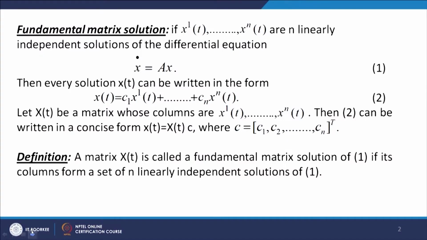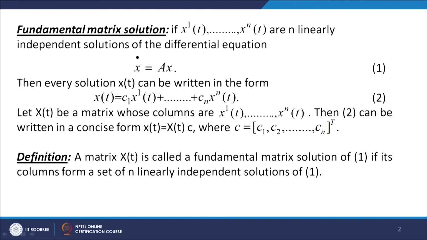So, suppose x1(t), x2(t) and so on xn(t) are n linearly independent solutions of the vector differential equation x dot equal to Ax, then every solution x(t) of the vector differential equation can be written in the form x(t) equal to c1 into x1(t) plus c2 into x2(t) and so on cn into xn(t), where c1, c2, cn are constants. Let X(t) be a matrix whose columns are these n independent solutions x1(t), x2(t) and so on xn(t). Then 2 can be written in the concise form x(t) equal to X(t) into c.